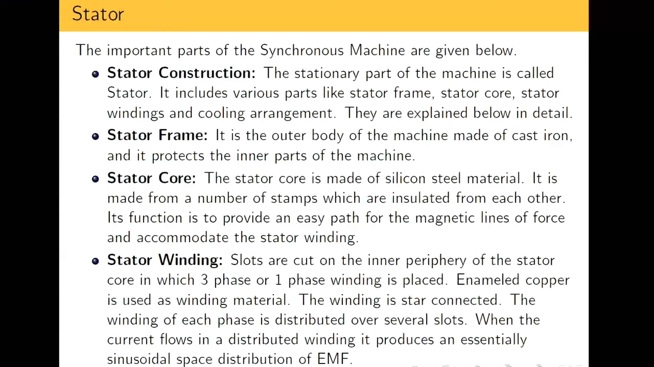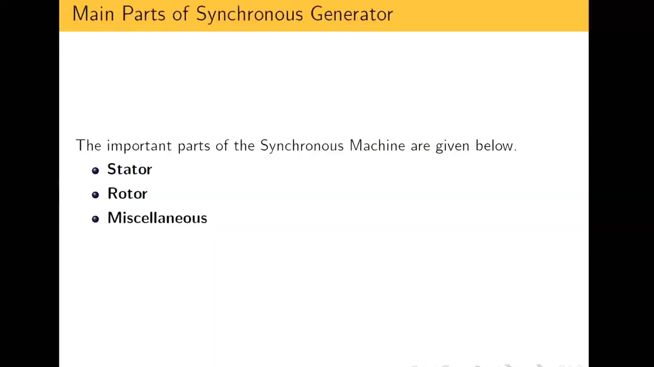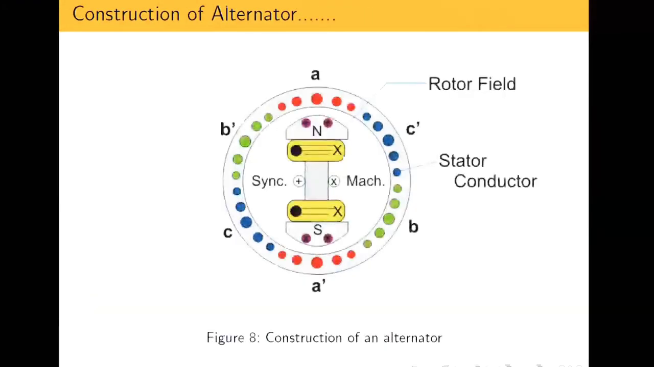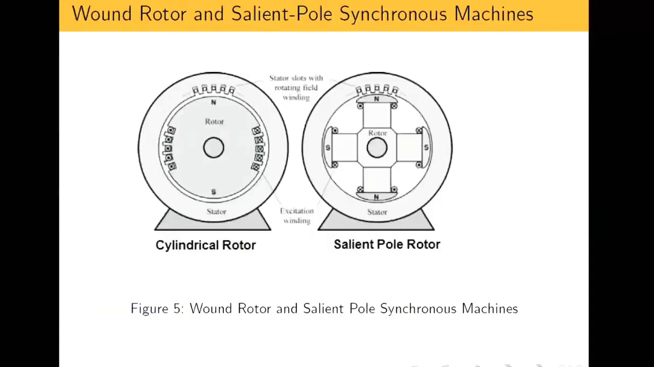Slots are cut on the inner periphery of the stator core. You can see that we have inner periphery. You know what is inner periphery? Periphery is circumference. Yes, you can see here. This ring is the stator, right? And inner periphery, outer periphery is this one. Inner periphery is inside. So these are the slots, right?